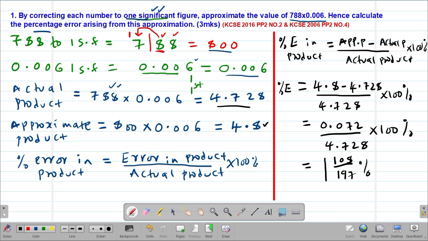Remember, when you are dealing with a percentage error, it is advised that you give the actual answer. Where possible, you can leave it even in fraction form, because the fraction form is not an approximated value. But if you must approximate, then your answer has to be at least to four significant figures. So this one, to four significant figures, will get 1.523%. This is correct to four significant figures.